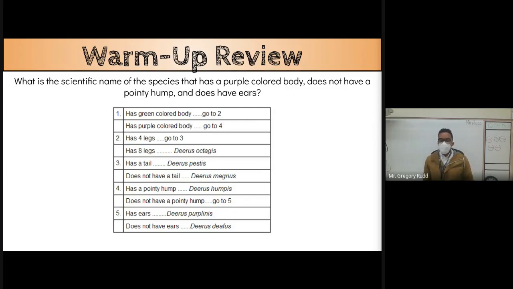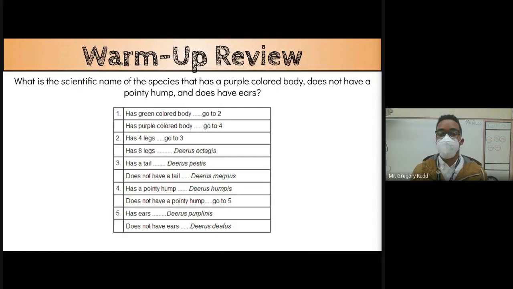Okay. And then the second part asks us to look at this dichotomous key. The question asks, what is the scientific name of the species that has a purple colored body, does not have a pointy hump, and does have ears? So where do we start when we're looking at these dichotomous keys? Yeah, we're just going to start at the top of the chart. Thank you, Sade. So we're just looking at those first two statements. Does it have a green body or does it have a purple body?